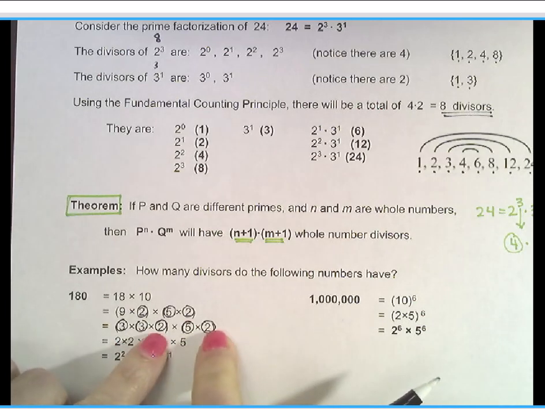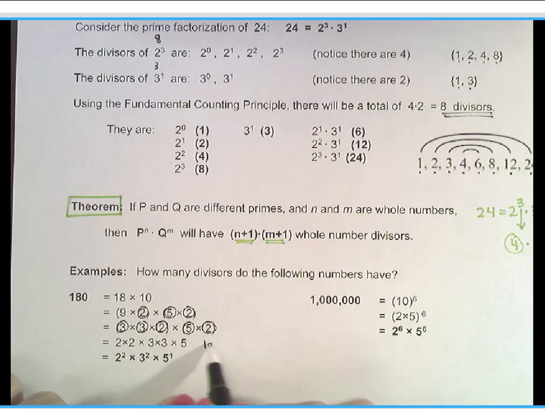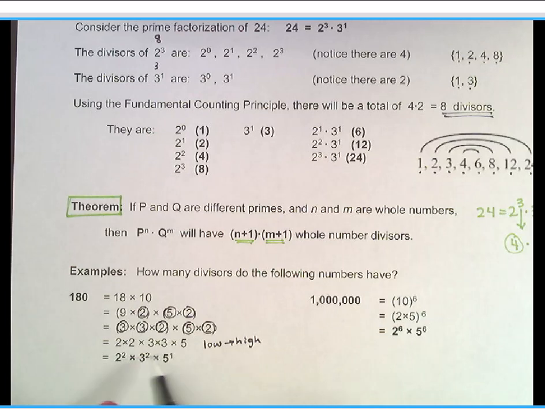And you see how there's 2 2s? This is just me reordering. 2 2s, 2 3s, and a 5. I'm putting them in order from low to high. I always encourage low to high. So we have 2 squared, 3 squared, and we have a single 5. So that's 5 to the first.